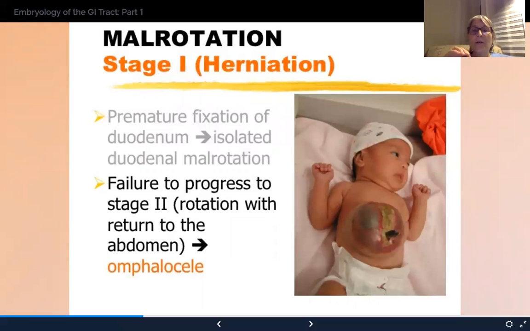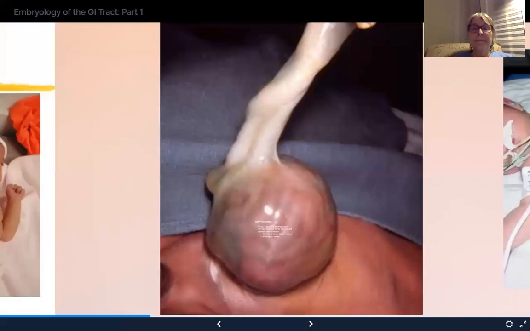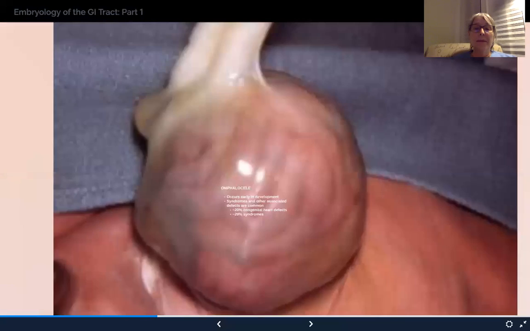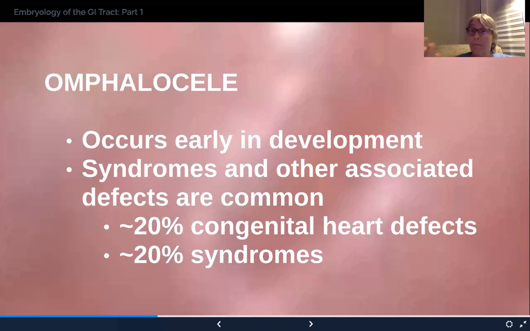So failure to progress to stage 2, so the return to the abdomen, is an omphalocele. And you can see here is the bowel and probably a little liver in this case, out of the abdomen in the umbilical cord. This is another good example of what it might look like. So this occurs early in development, right? Weeks 6 to 10. Syndromes and other associated defects are common. About 20% of these babies have congenital heart disease. About 20% have syndromes.